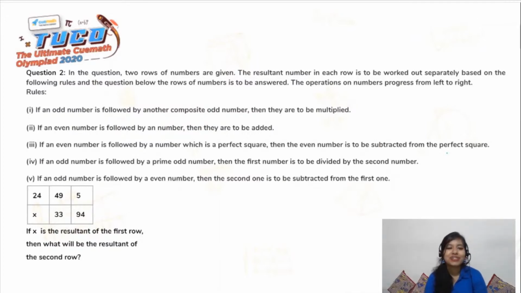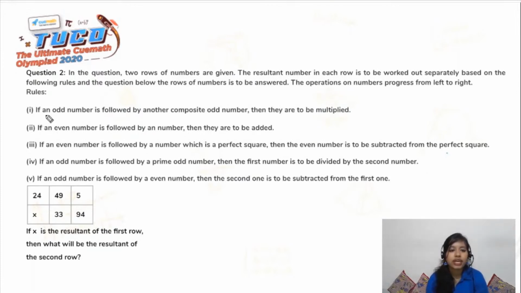Okay. So let's see. In the question, 2 rows of numbers are given. The resultant number in each row is to be worked out separately based on the following rules and the question below the rows of numbers is to be answered. The operation on numbers progresses from left to right, as in we are supposed to go from left to right. Okay, and here are the rules.